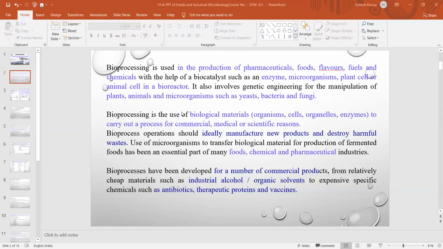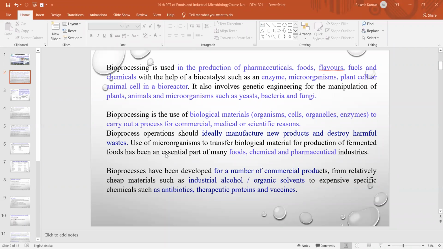So a bioprocess operation should ideally manufacture new products and destroy harmful waste. So why are we using this bioprocessing? We have to produce certain newer kinds of products like antibiotics, therapeutic proteins, vaccines, hormones. Automatically, for manufacturing these items, you have to go for this particular process, or you can say you have to use this particular bioprocess operation.